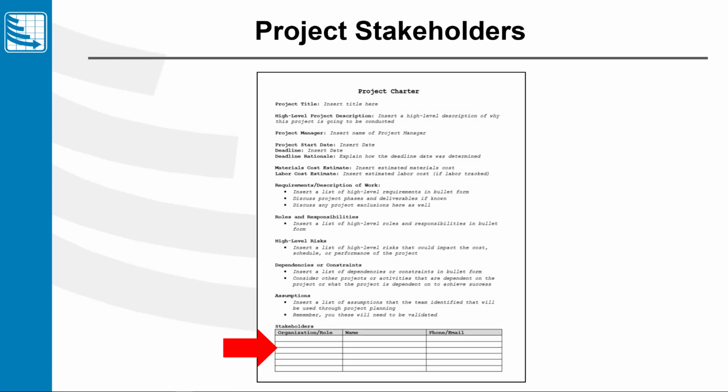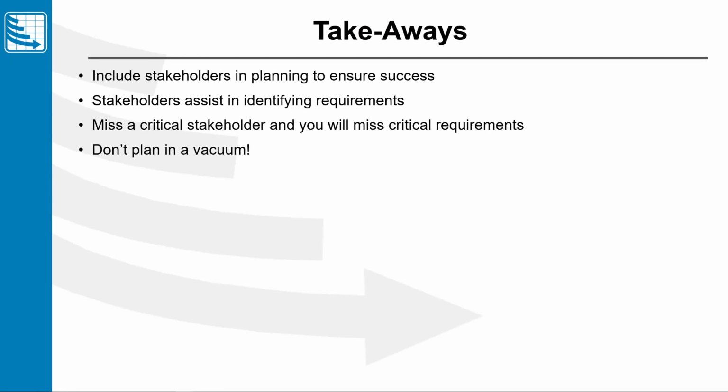Now that same project charter sheet that I showed you in the last lesson, that's where I capture the stakeholders. I put a simple table at the bottom, I show the organization and the individual's role, who they are, and some kind of contact information. And we're going to regularly reach out to these individuals and make them that extension of our project team. So that's a nice short lesson.